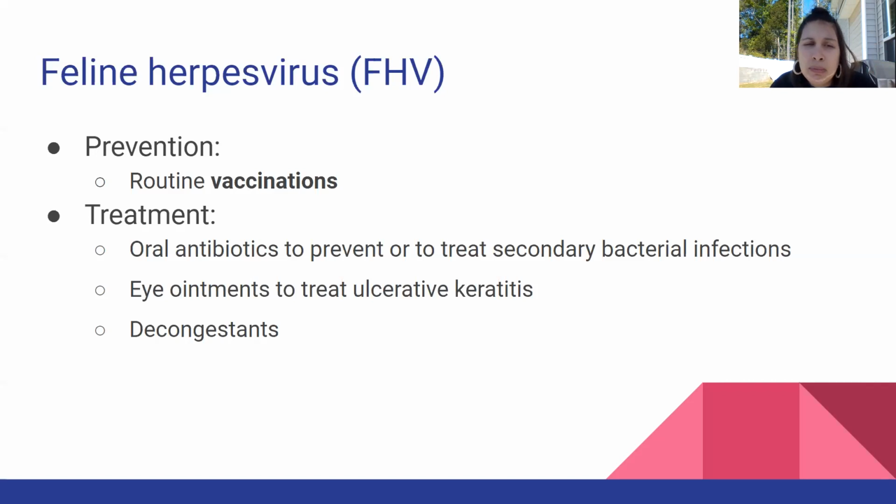You're going to have eye ointments that you're going to have to put in, obviously, in the cat's eyes to try to clear up some of that gunk. And also, if they have or if they may end up developing ulcers, then you're going to want to use that eye ointment to prevent it and treat it. And decongestants.